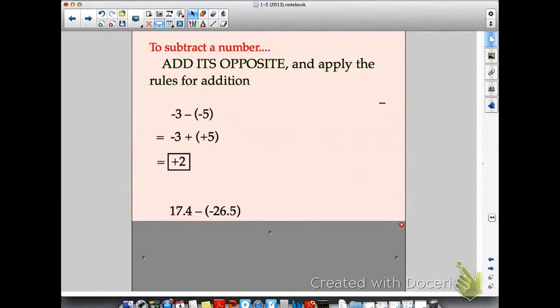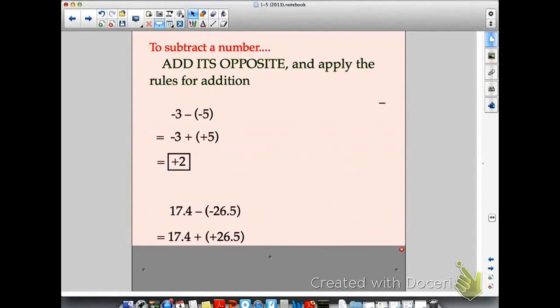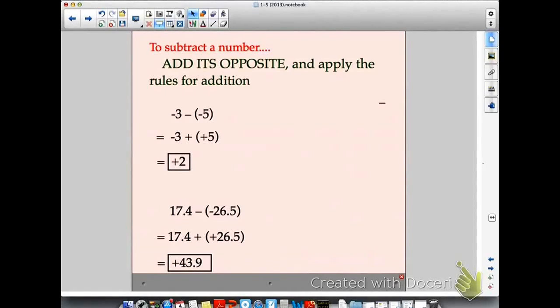Wilson, help me out. 17.4 subtracted by -26.5. So you find the absolute value of -26.5, which is positive 26.5. First, rewrite the problem for me. 17.4 plus 26.5. There we go. Okay? And you're adding two numbers with the same sign. So add the absolute values, which will be 43.9, and put the sign in front of the addends, which will be positive. Okay.